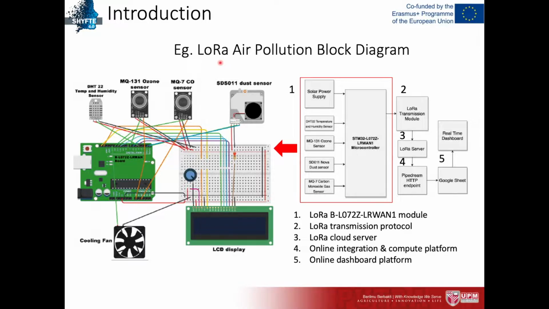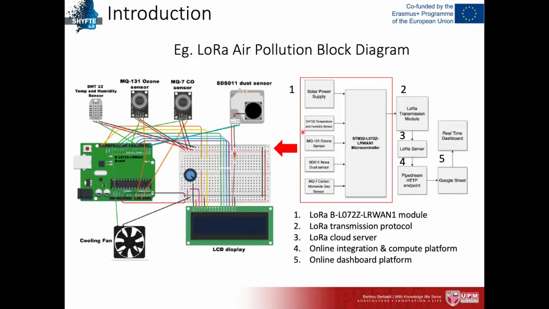For example, in this slide, we will describe the LoRa air pollution device. There are 5 stages or 5 processes involved. First, to capture air-related data using specific sensors. In this example, we use 4 different sensors.